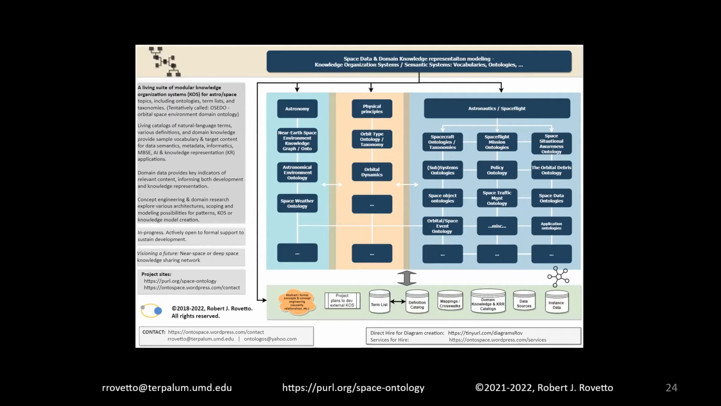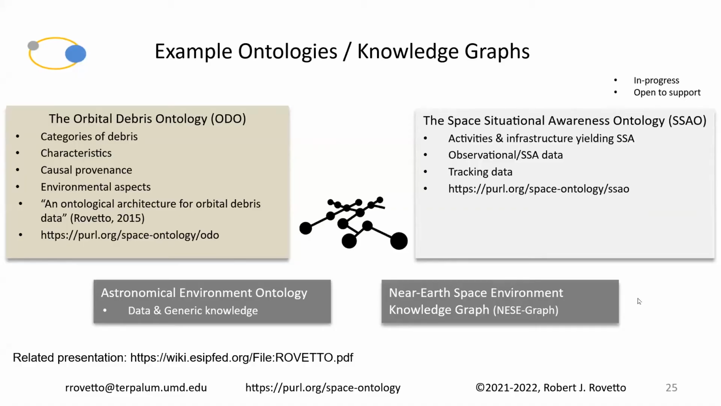The domain data in particular provides key indicators of relevant content, informing both the development of these models and the knowledge representation activity itself. The conceptual engineering and domain research aspect of this project allows us to explore various architectures, scoping approaches, and modeling possibilities for patterns and knowledge organization systems. And now, as I mentioned, it is in progress. It's actively open to formal support for sustainable development. And on the bottom in the green, we have some particular deliverable products that are goals. In the center, we have particular modules or ontologies for a given topic area. And the project also involves some independent project plans, but related given the space topic as an overlap. So some example ontologies or knowledge graphs that are in progress.